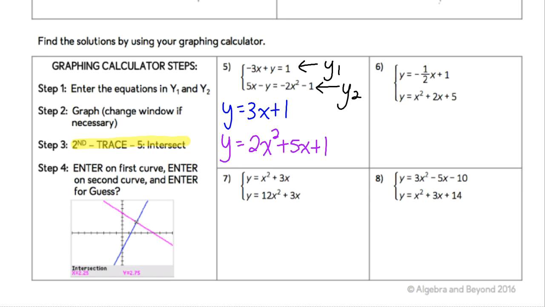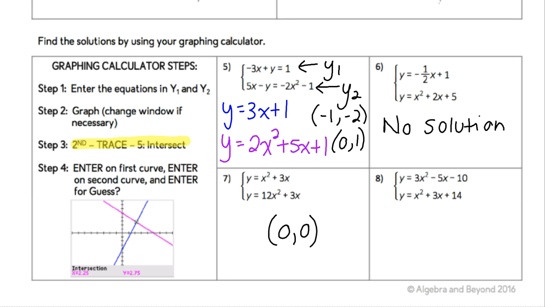So for this first one, the solutions were at (-1, -2) and (0, 1). For number 6, those two never intersect, so they would have no solution. For number 7, those two parabolas intersect once at (0, 0). And number 8 has 2 intersection points. Those cross each other twice, so it would be (-212, 668). You probably had to change your window a bit to get those.